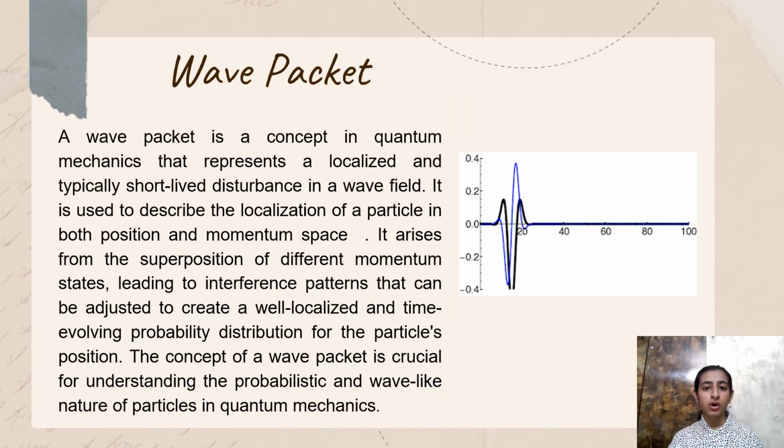Moving on to our next concept, wave packet. A wave packet is a concept in quantum mechanics that represents a localized and typically short-lived disturbance in a wave field. It is used to describe the localization of a particle in both position and momentum space. It arises from the superposition of different momentum states, leading to interference patterns that can be adjusted to create a well-localized and time-evolving probability distribution for the particle's position. The concept of wave packet is crucial for understanding the probabilistic and wave-like nature of particles in quantum mechanics.